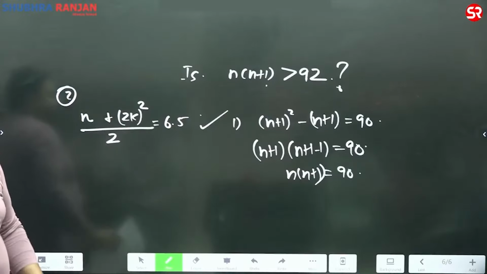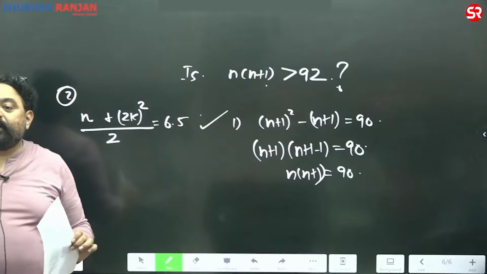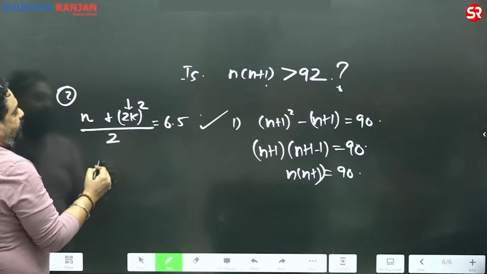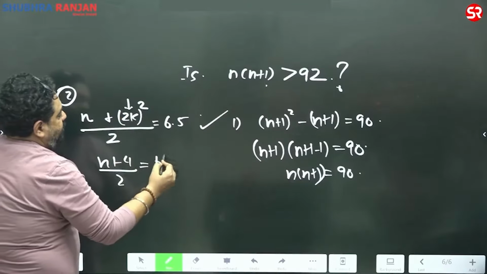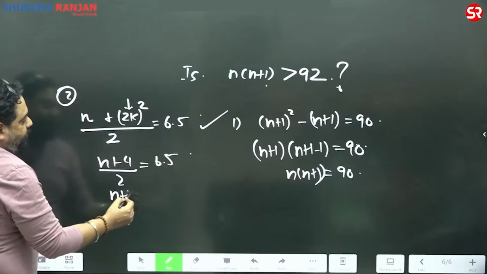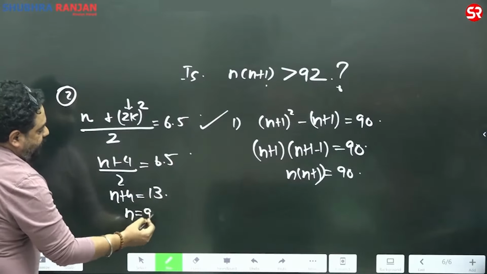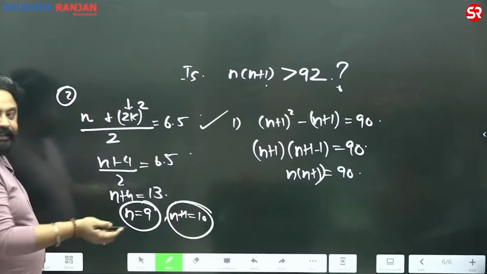Squared even integer. And he has written one thing more: n and n plus 1 are natural numbers. So the first even integer is 2, so (n plus 2) squared is 4, by 2 is 6.5, which means n plus 4 is equal to 13, which means n is equal to 9. So n plus 1 would be equal to 10. So the product is 90.